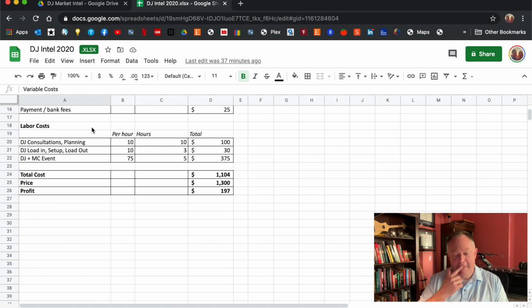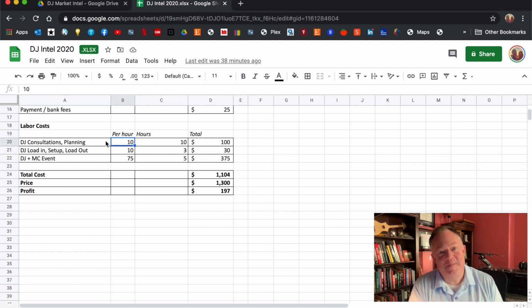I know that these numbers appear low, but I wanted to think of it as if I was a business owner and I had to outsource some of these functions, like the consultation or the planning. What would I charge? For that time, it could be done by an administrator. It doesn't have to be a DJ, although you would want it to be. I'd want to do it myself, and this is why I do it. But if I had to outsource it, I'd probably be able to pay $10 an hour for that service. Same with load in and load out.